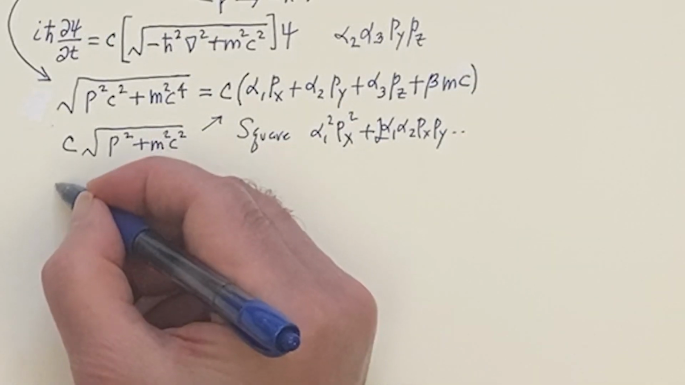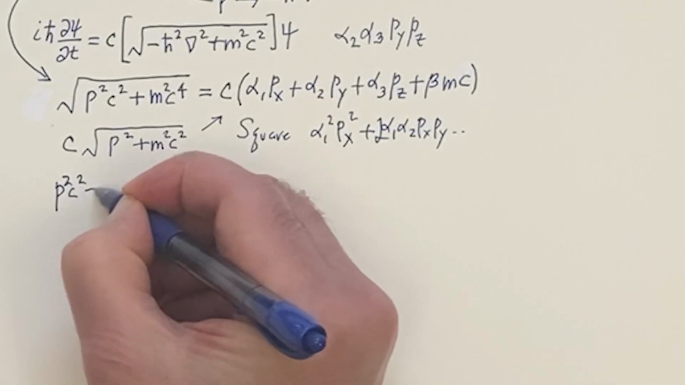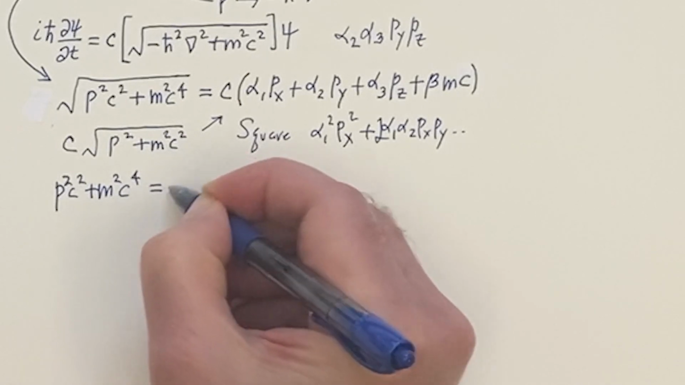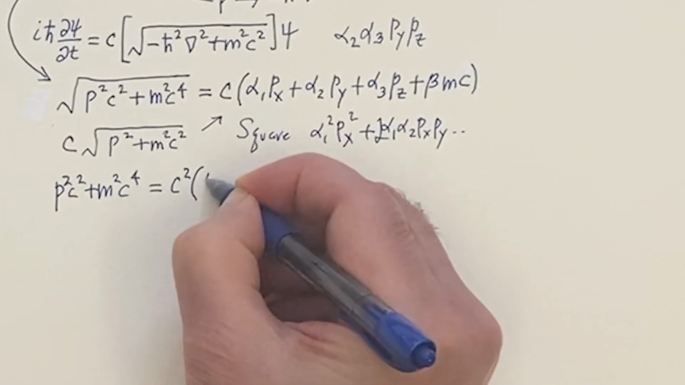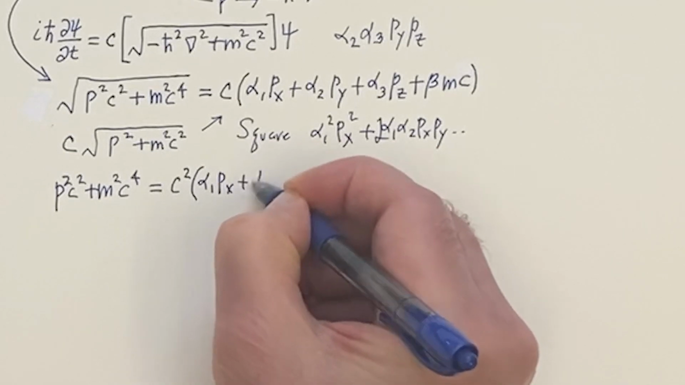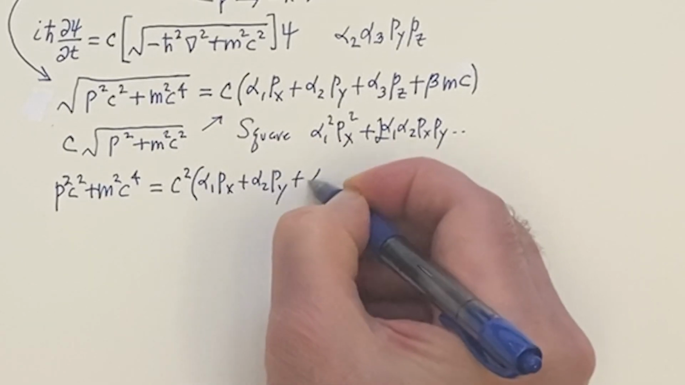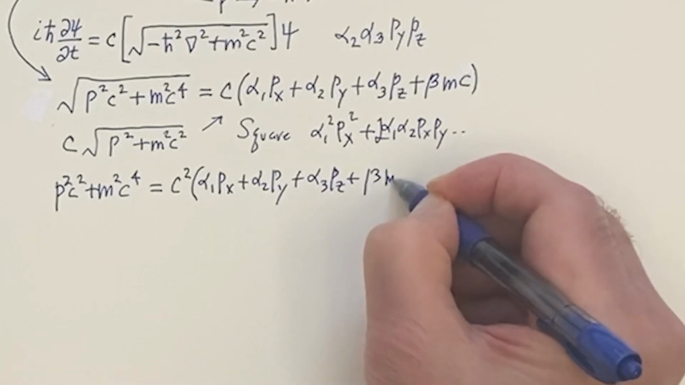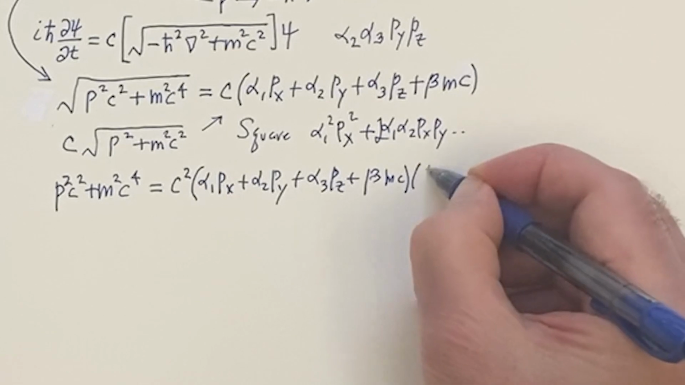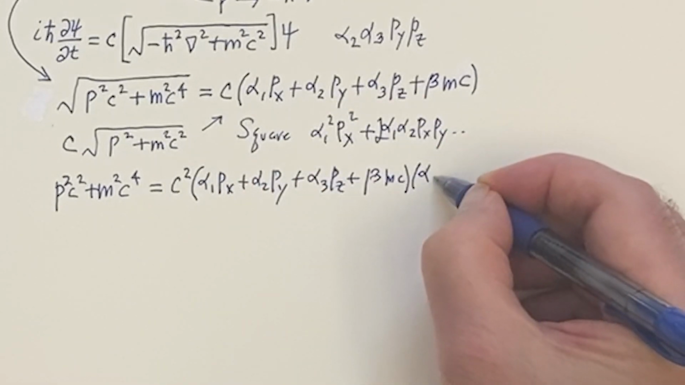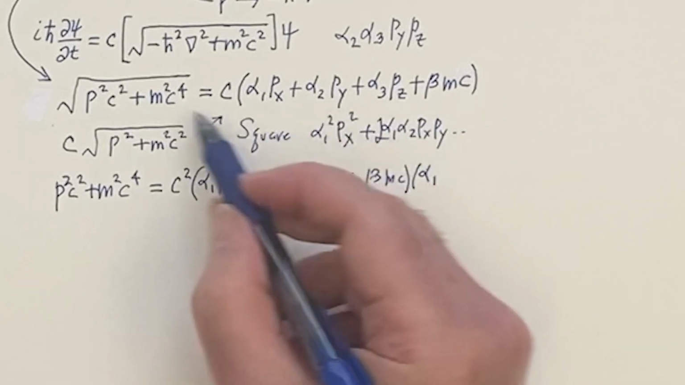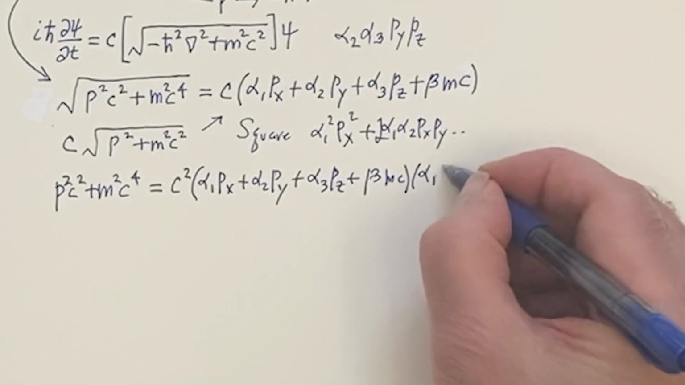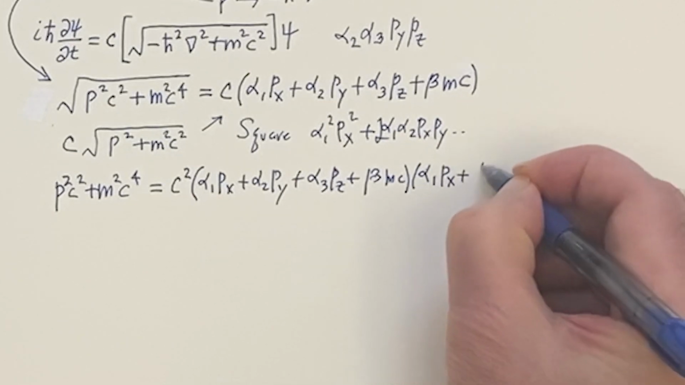So in other words, p squared c squared plus m squared c to the fourth must equal c squared alpha 1 px plus alpha 2 py plus alpha 3 pz plus beta mc, times, well, you're squaring it, so you have to multiply it by itself, because we're squaring this thing. We square the left-hand side, you take the square root away, you square the right-hand side, you write this down twice.